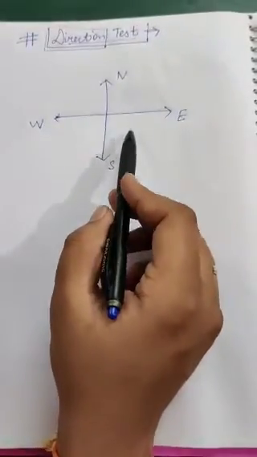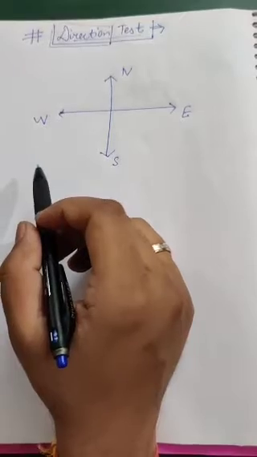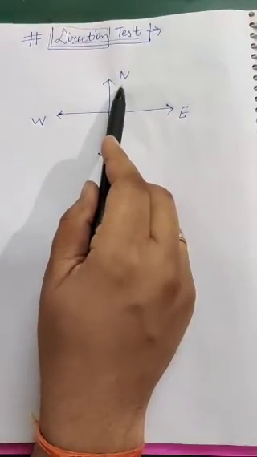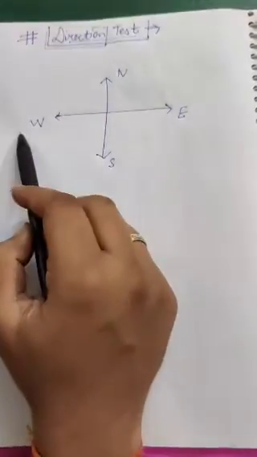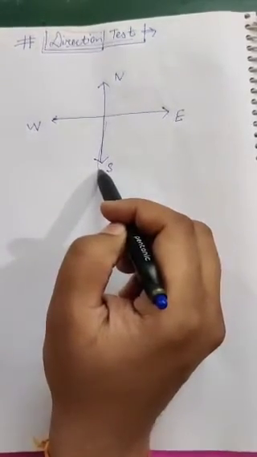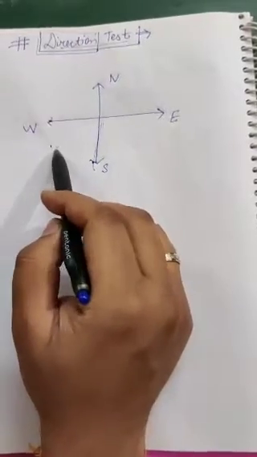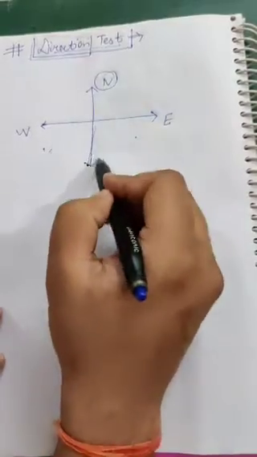How can you recognize where is east and where is west? The point is that if you are facing towards the north direction, then on the right hand side will be your east and on the left hand side will be your west. And if you are facing towards the south direction, then on the right hand side there will be west, and on the left hand side it will be east. So we have to remember the one thing, in which direction we are facing, either north or south.